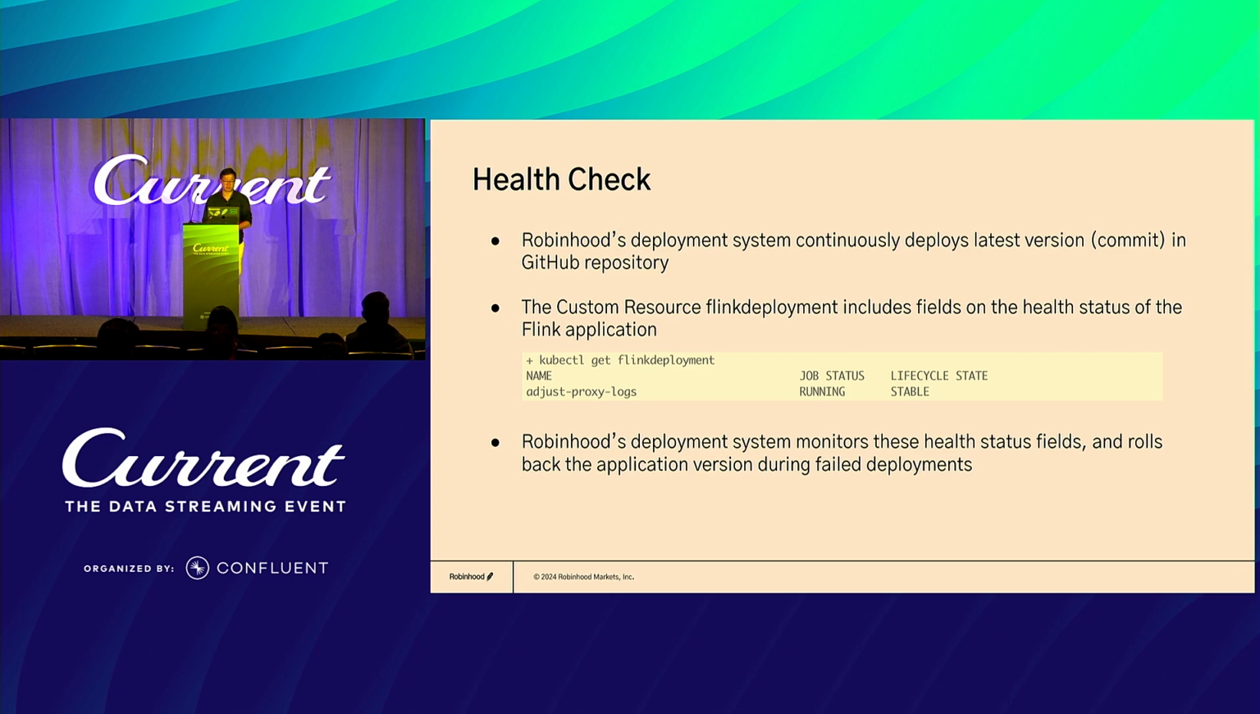In our deployment system, we implemented a health check to monitor the lifecycle state field of a Flink application during deployments. Based on this field, if the Flink application doesn't become healthy within a certain period of time, then our deployment system will roll back the deployment by deleting the new version and deploying the previous version of the application.